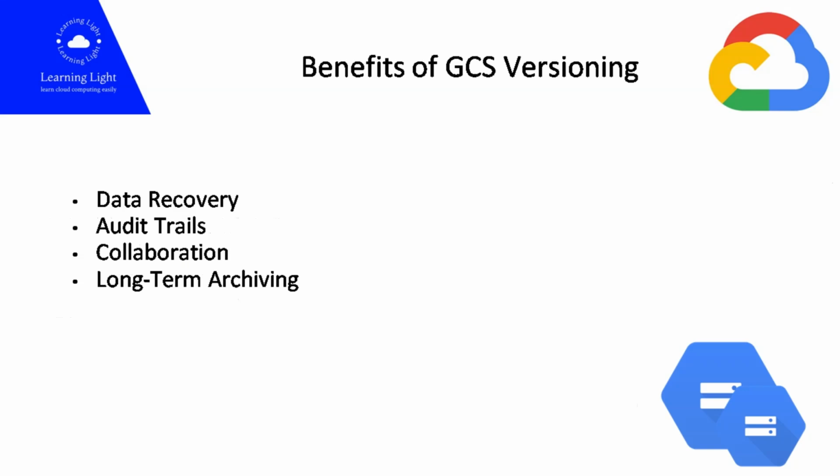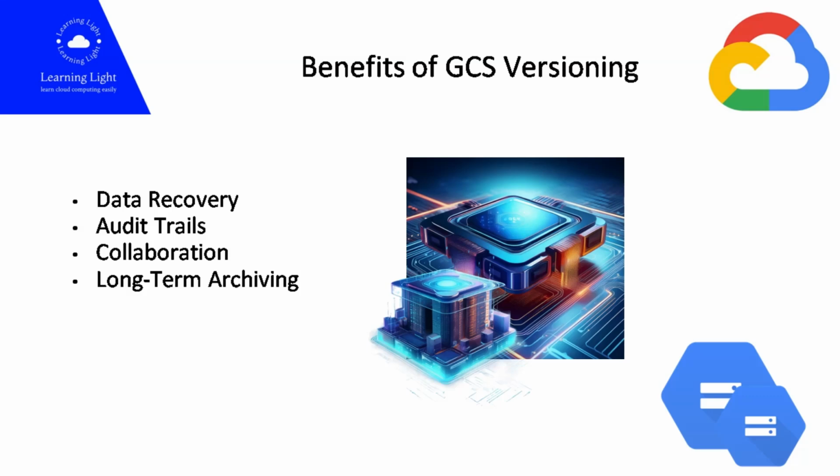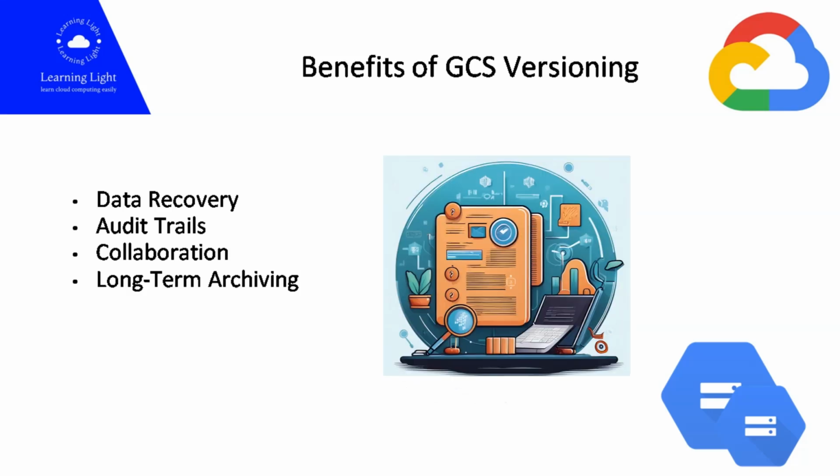Benefits of GCS versioning. Implementing GCS versioning unlocks several advantages for data management. Data recovery: restore previous versions of objects in case of accidental deletions, modifications, or data corruption. This rollback capability proves invaluable for maintaining data integrity. Audit trails: track changes made to objects over time by examining version history. This functionality facilitates auditing and compliance requirements.